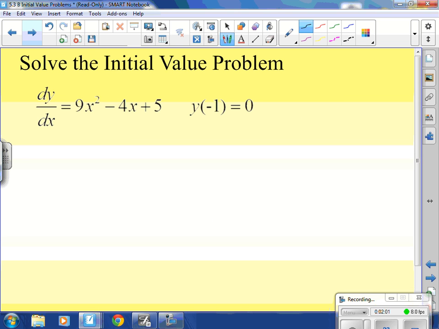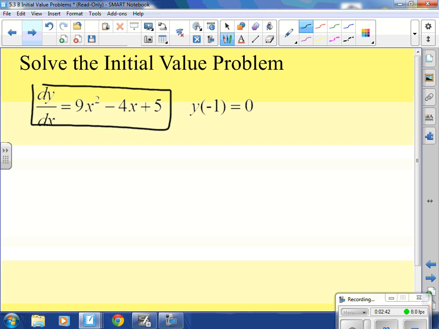Okay, so now we run into something called an initial value problem. How many functions are there that have 9x squared minus 4x plus 5 as their derivative? An infinite number of them. All of them are a cubic, but the plus c might be plus 1, plus 2, plus 3, plus 4. That vertical shift at the end doesn't change the derivative.